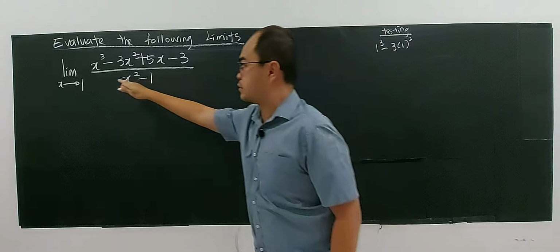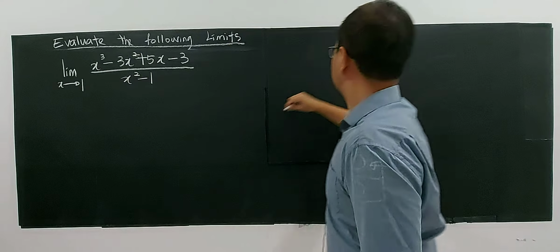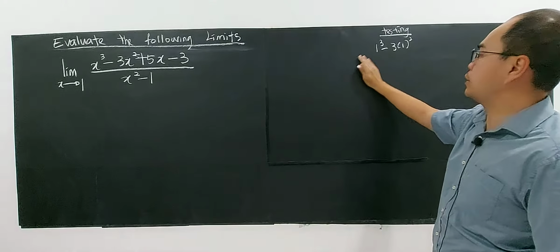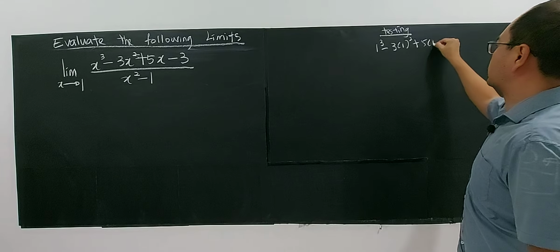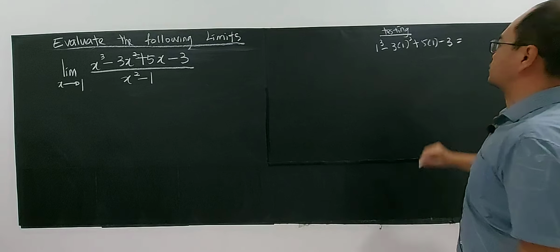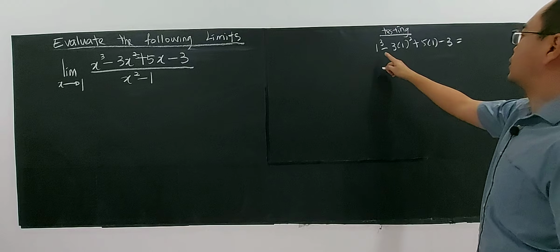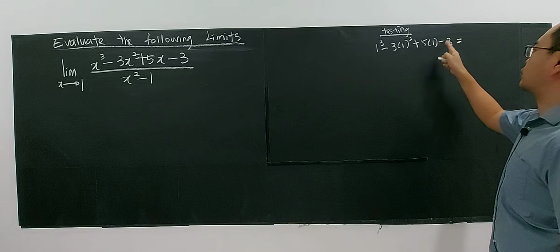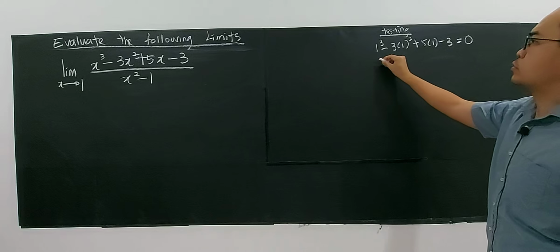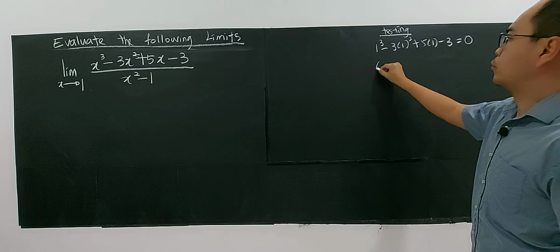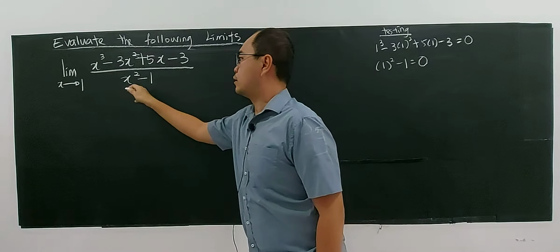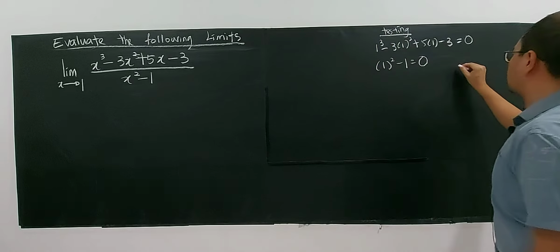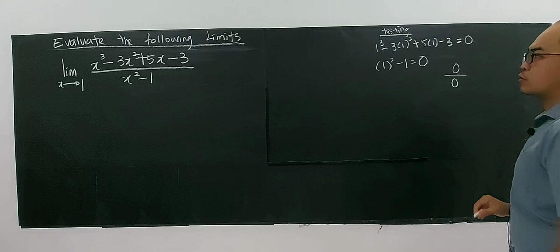You direct substitute first. Okay, but I never put the limit here, I just directly substitute here. So plus 5 times 1 minus 3. What is it? If you put 1: 1 minus 3 minus 3 plus 5 minus 3, that is 0. And if you put 1 squared minus 1, you're also getting 0. So you're getting 0 and 0. How come 0 over 0?